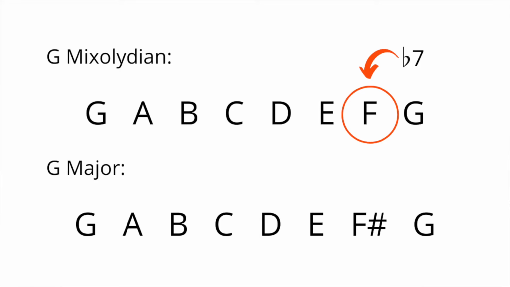Okay, in G major we have the F sharp: G, A, B, C, D, E, F sharp. In G Mixolydian, G, A, B, C, D, E, F, we have the F, the flat 7. So any chord with an F in it is going to be a good chord to use in a G Mixolydian chord progression. So what are those chords?